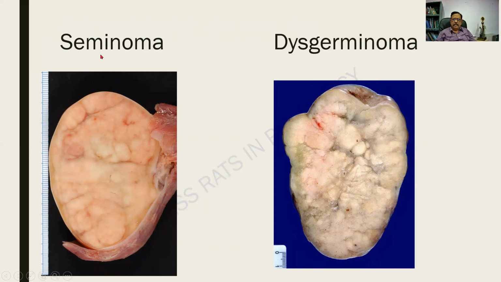This is a seminoma over here and a dysgerminoma. The dysgerminoma is described as a ovarian counterpart of a seminoma. This we shall be seeing later on, but I would like you to kindly appreciate the similarity between both. Both are ovoid, solid, and the outline is maintained.